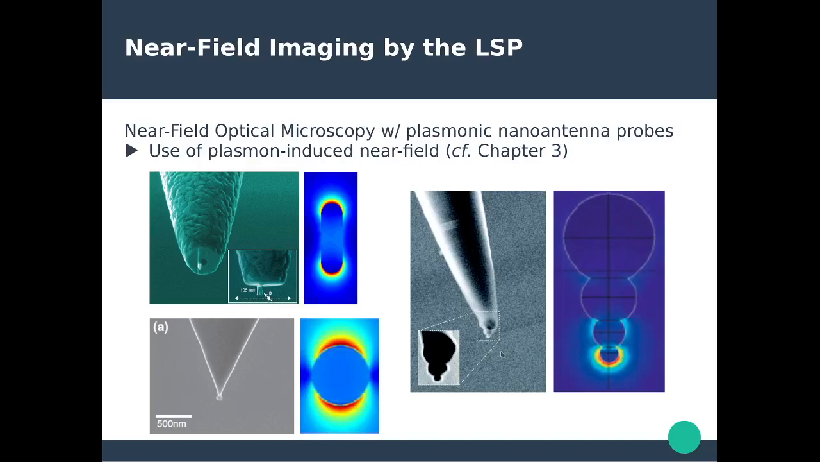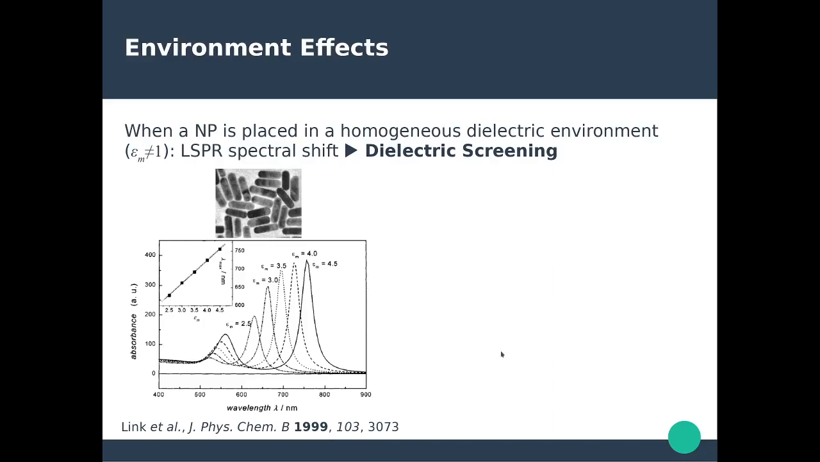Now I want to emphasize one more aspect of the plasmons, which is their sensitivity to the environment. A nanoparticle placed in a homogeneous dielectric medium will experience a different optical excitation. The plasmon resonance will shift. This is what we call dielectric screening.